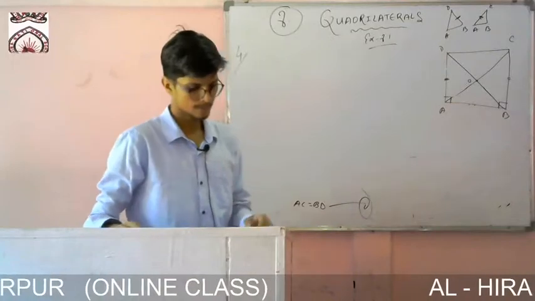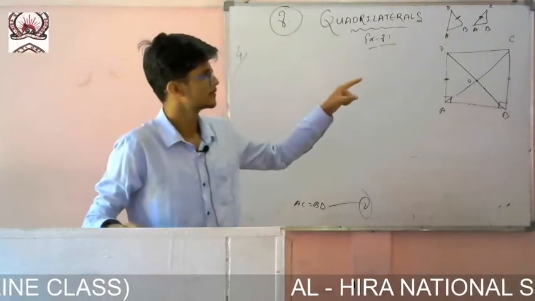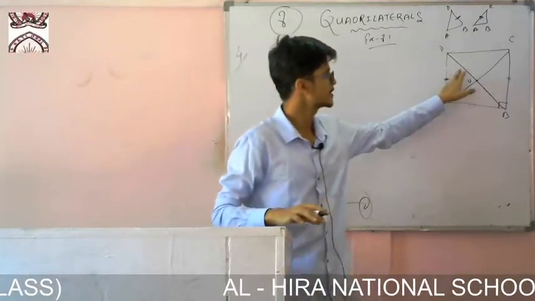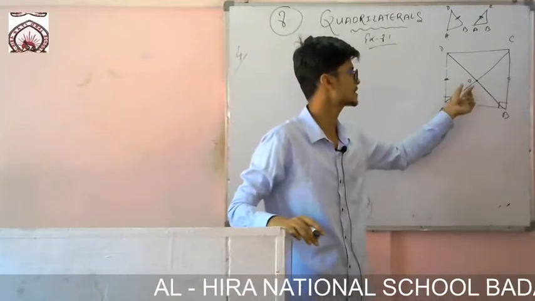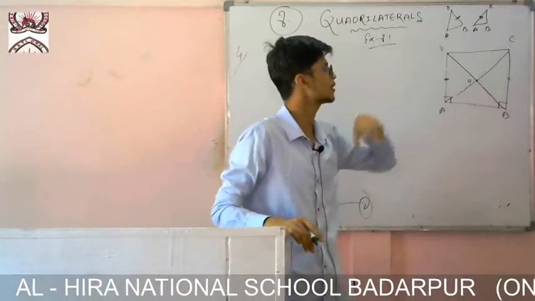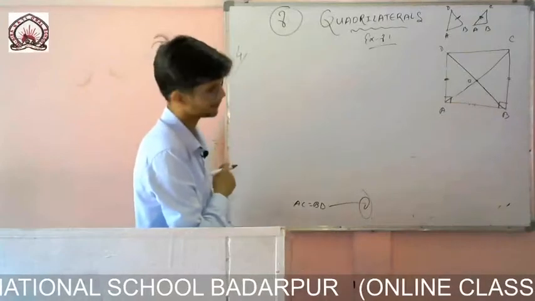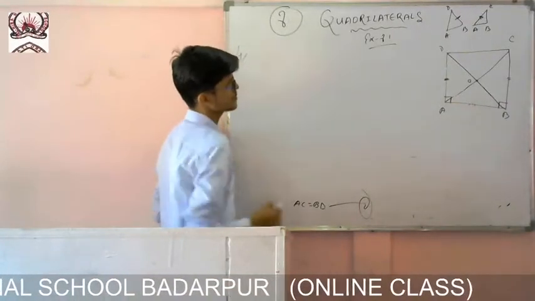Okay, now you see again what I have to do. I have to show that the diagonals bisect each other. So that means somehow I have to show that O is the midpoint of AC and O is the midpoint of BD.